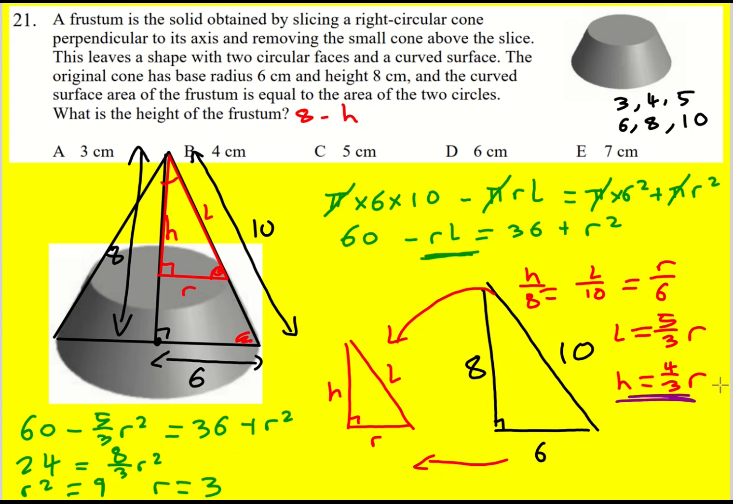And then h is 4/3 times r. So h is 4/3 of 3. It's going to be 4. And then if I put it back in, 8 minus h is also 4.